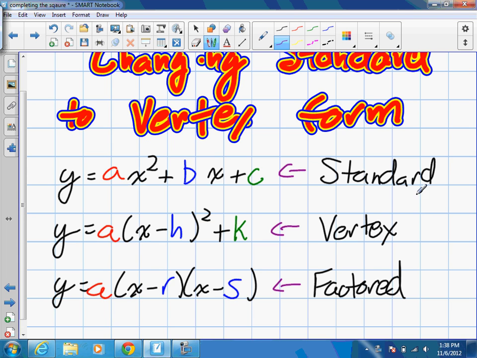One of the things we learned was how to change vertex to standard form and how to change factored to standard form. Anyone remember how to change factored to standard or vertex to standard? You're thinking of finding the vertex, r plus s divided by 2. How do I change a factored form into a standard form? It was the first thing we did in chapter 5.